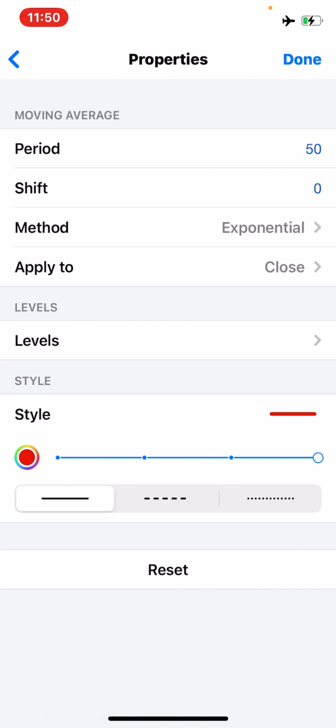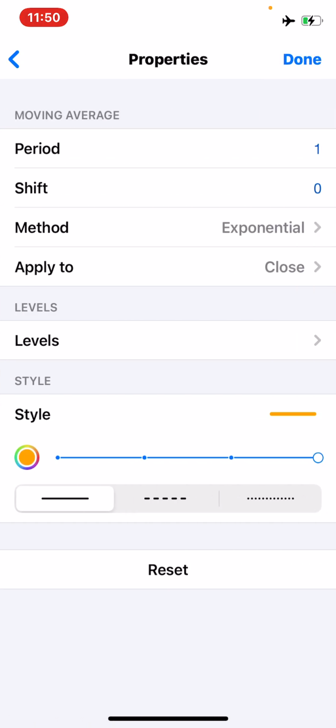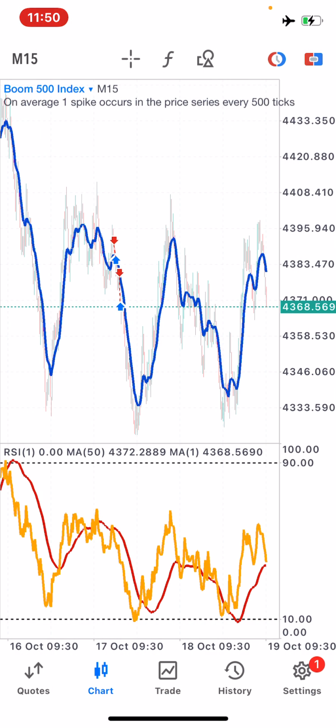Okay, just a recap on our settings, just to make sure we have all the correct settings. Yes, we do. So now what's basically left is knowing when to buy and knowing when to sell.